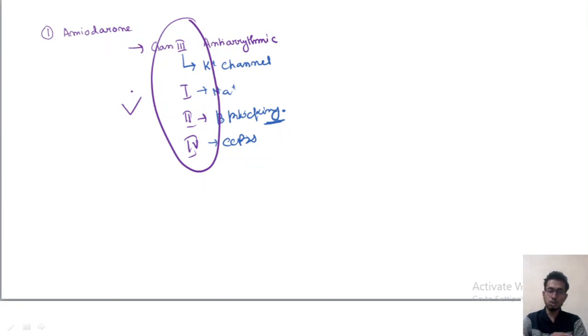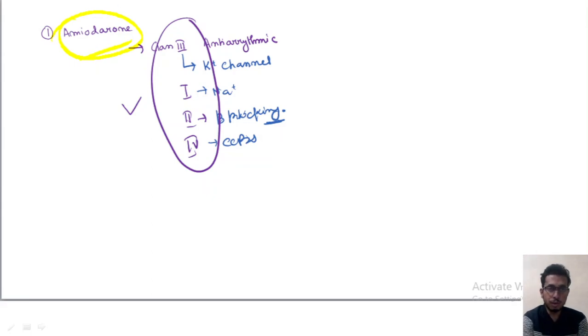Now it is the most commonly used antiarrhythmic drug worldwide. Why is it most commonly used? It is effective in the treatment of both supraventricular as well as ventricular tachyarrhythmia and has the advantage of being well tolerated in patients with low systolic function also. That is, in normal systolic function as well as low systolic function, we can use amiodarone with ease. Okay, so that's why it is used worldwide.